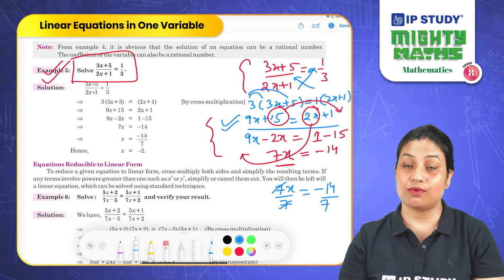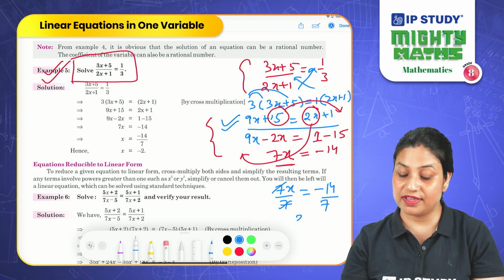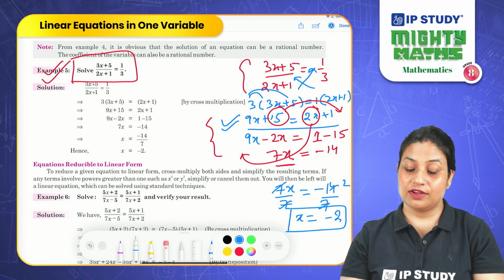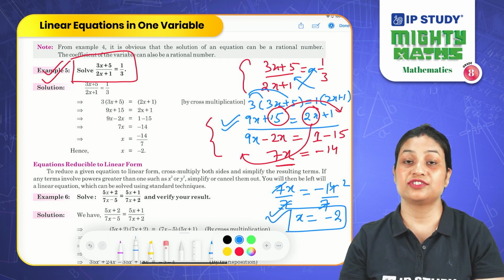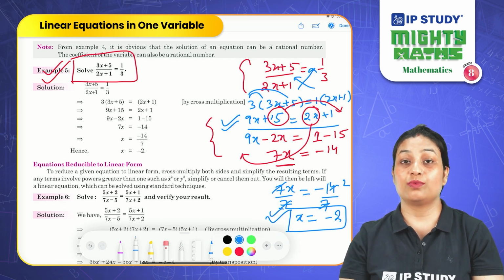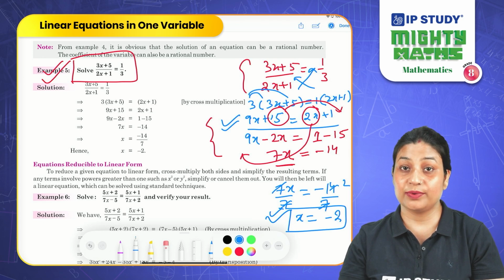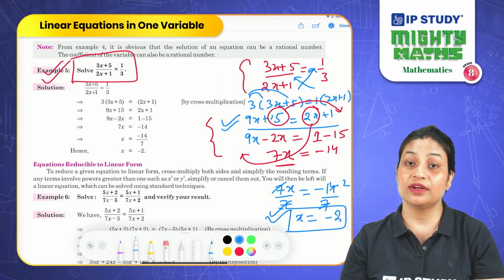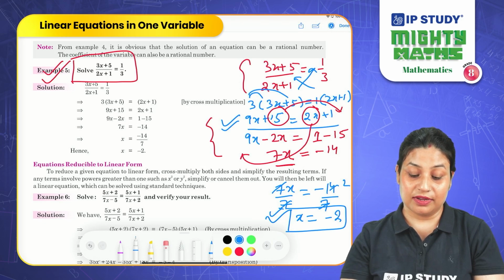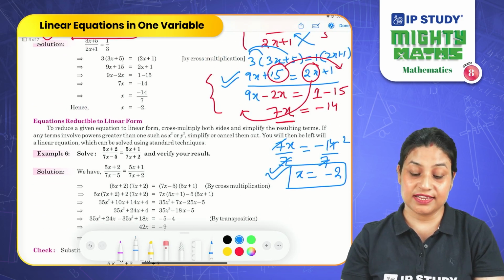When you do so, what are you left with? You are left with x equals minus 2. Right? So I hope, student, you have understood these examples very well. Whatever rules we have read together, the 4 rules, we have applied in order to solve these 2 equations. Now let's see what is next.